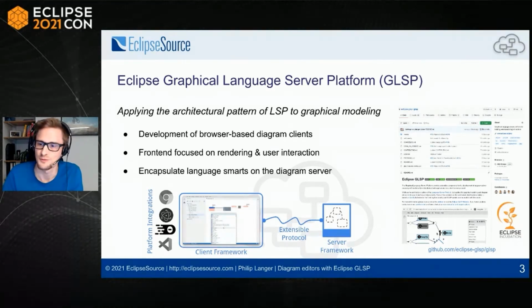Eclipse GLSP is an open source project hosted by the Eclipse Foundation and basically provides four types of components, such as a server framework that allows you to build domain-specific or diagram-specific servers on top of it, the extensible protocol to communicate to a client that is built on top of a client framework that defines the rendering and stuff, as well as the platform integrations that then allows you to seamlessly integrate that with the platforms I mentioned before, like VS Code or Eclipse Theia.